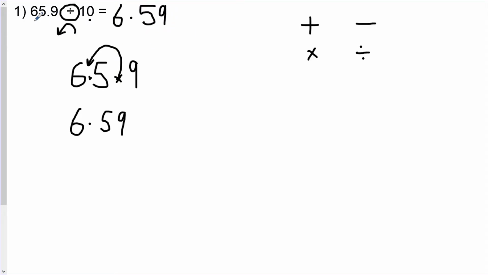So our answer, 65.9 divided by 10, is equal to 6.59. Let's have a look at a second example. So this time we've got slightly larger numbers, but it doesn't make it any more difficult as long as we remember the rules which we are using here.